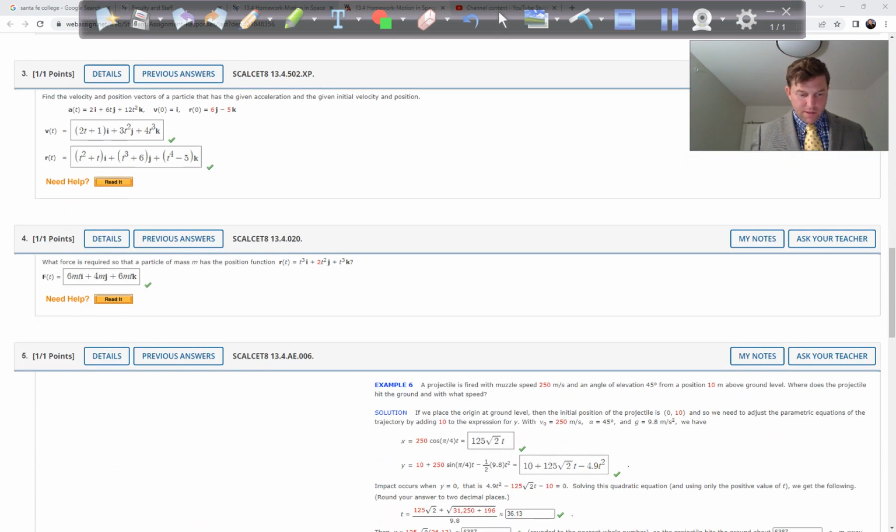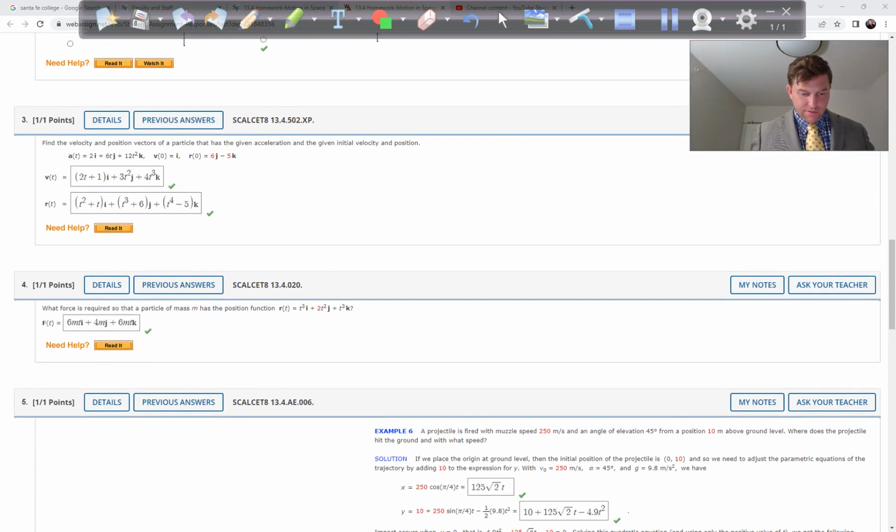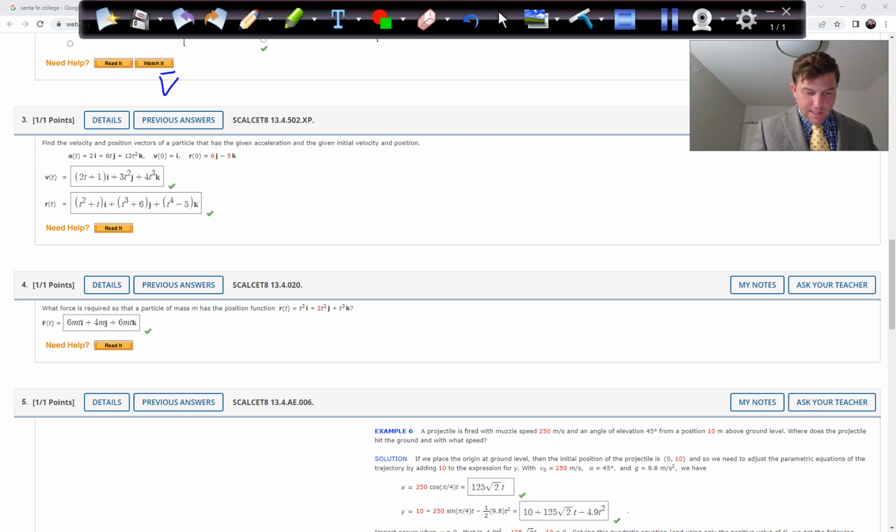Okay, problem 3. Find the velocity and position vectors of a particle that has the given acceleration and the given initial velocity and position. So this is going to go backwards. So we're going to have to use the antiderivative. So the velocity is going to be the antiderivative of the acceleration with respect to time. And they tell us the acceleration is 2, 6t, 12t squared.